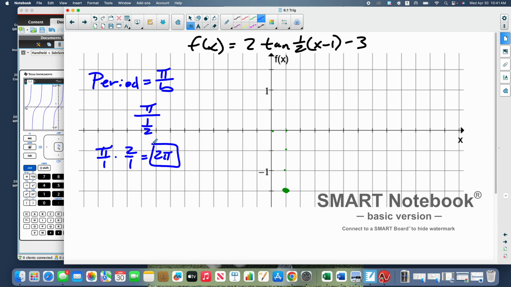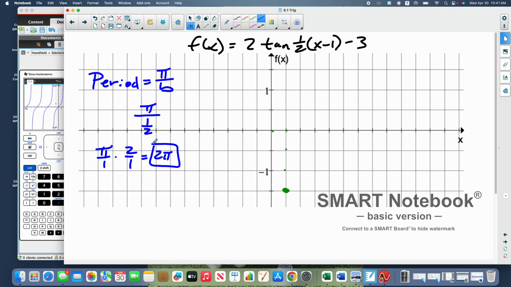Now, 2 pi is another way of saying what? 360. All right? I don't have enough room here to graph 360. Actually, let me just graph 2 pi. That'll match a little bit better. 2 pi is how much? 6 and a little bit more, right?